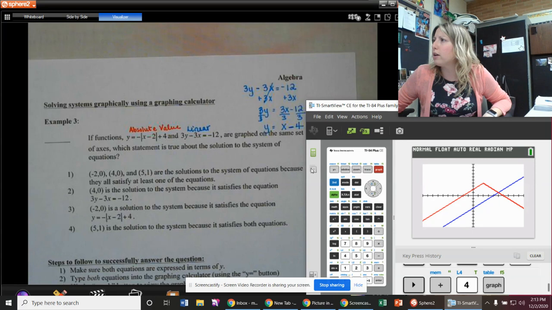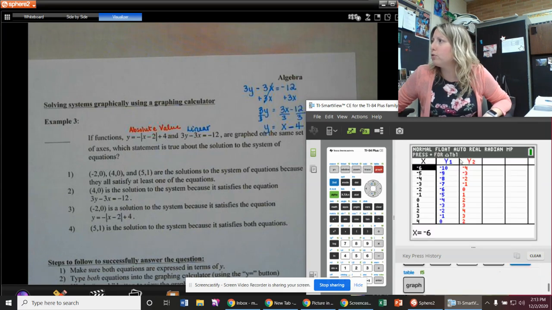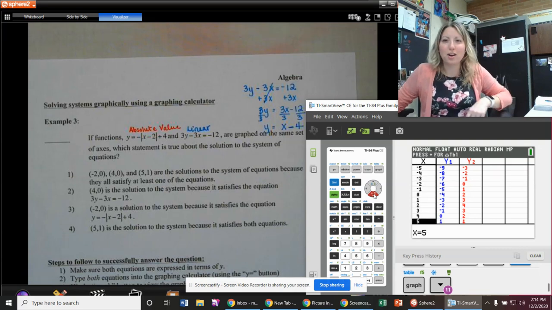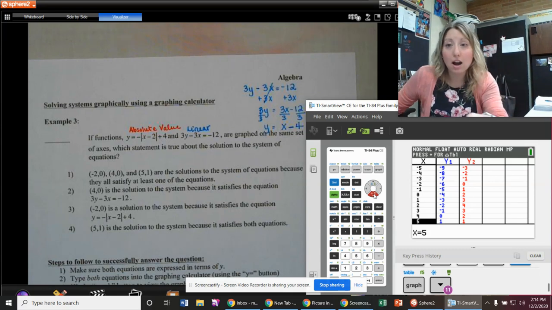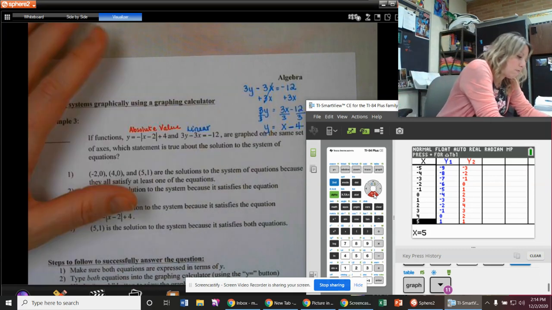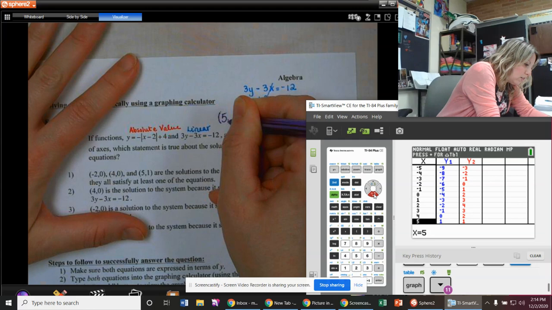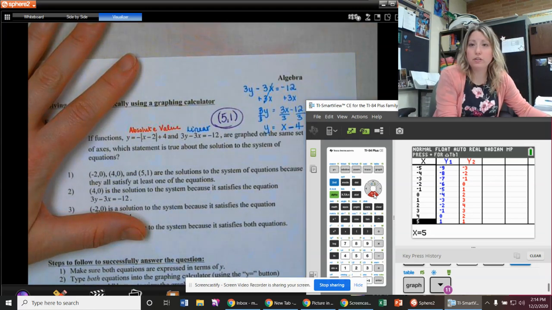So now let's press second and graph to see. And so far I see no intersection point, but I see I'm getting closer down here. So let's arrow down. I was right, 5, 1. So now that I know that, so I know that 5, 1 is the intersection point.